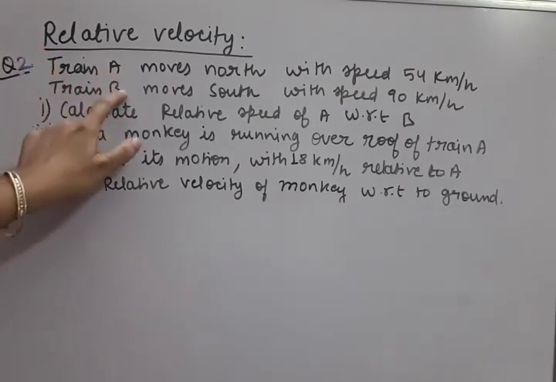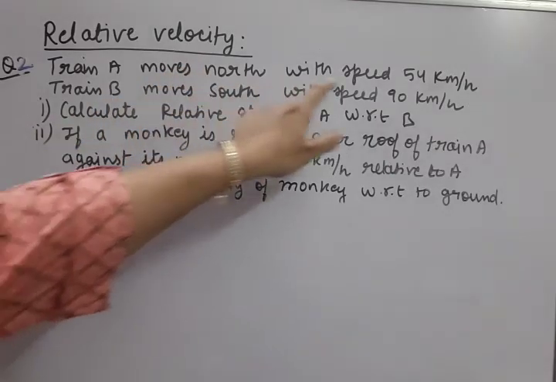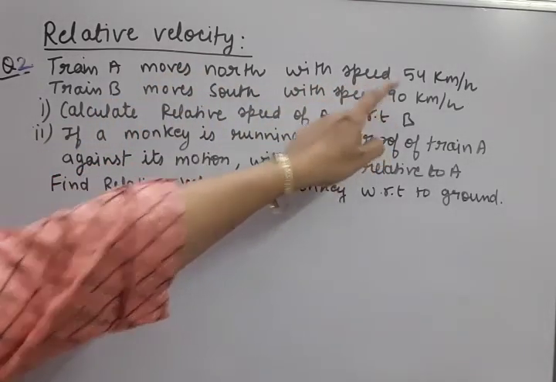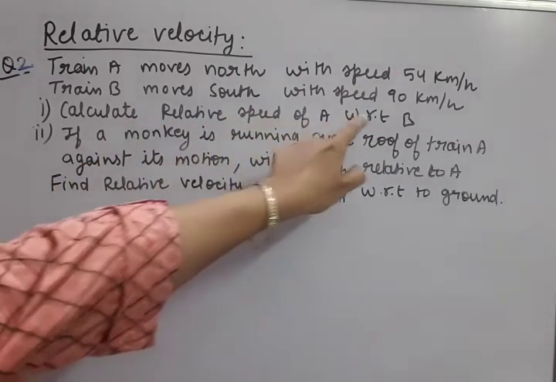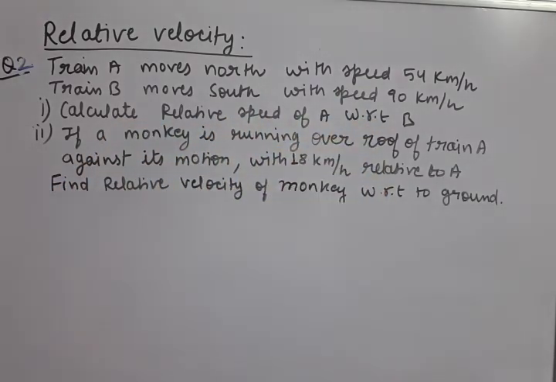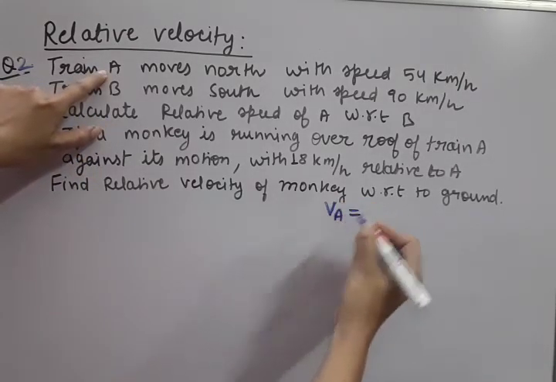train A and train B, north and south direction of movement, speeds are also given. First question is the same which we solved, relative speed of A with respect to B. So first part is easy only. Let us first solve it. Then second part is little technical and new formula I will explain you for solving this second question. Let us solve the first question. Okay, train A. So let us prepare the data first.